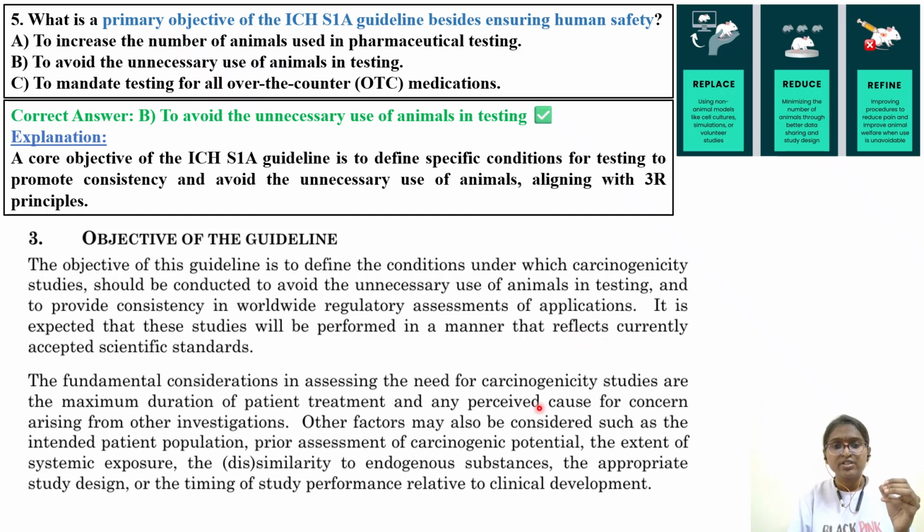Okay, you can pause here. You can read in detail about these guidelines. You can see here one more important point: other factors may also be considered, such as intended patient population, prior assessment of carcinogenic potential, extent of systemic exposure, and dissimilarity of these endogenous substances. Okay, stop here. Read about the objective of the guidelines in detail.